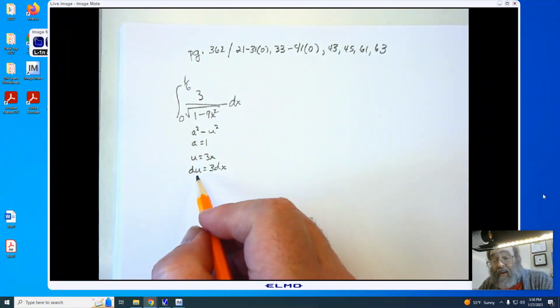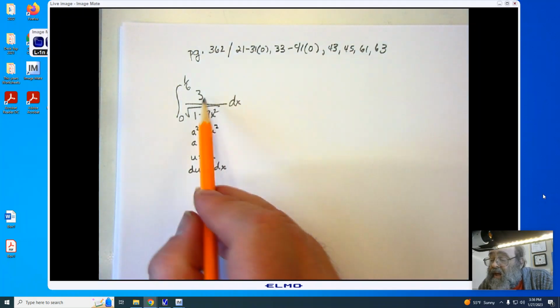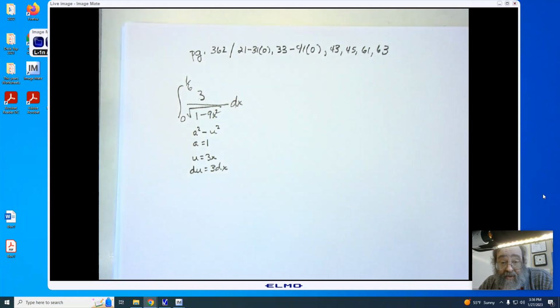Now, I will be very honest with you. You do want to make sure you find your du so that you can see if you have the correct coefficient in front of the dx. If not, you have to put it in. Sometimes people will factor out that coefficient in front of the dx without realizing that it's part of the du.